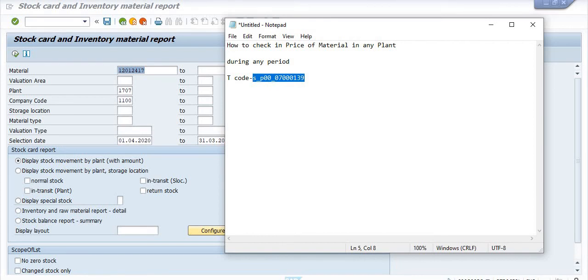I have already uploaded two or three videos on the same topic, so you may refer to them on how to check the basic price of the material using MM03 and MM60 and others. This is a very important transaction code also. You can also save this transaction code in your favorites. So that's all for now.